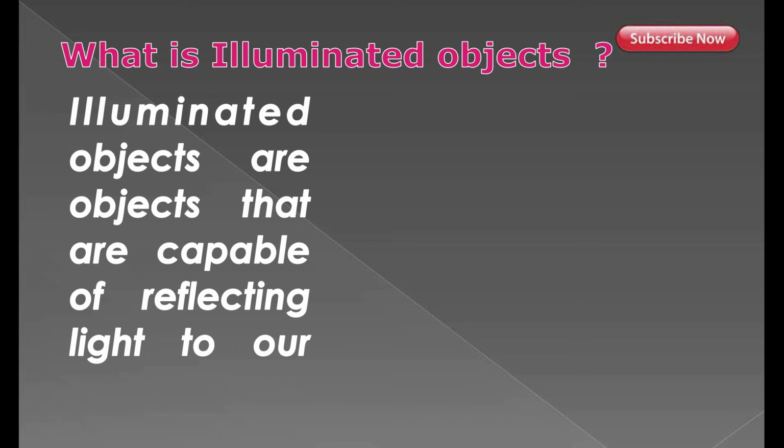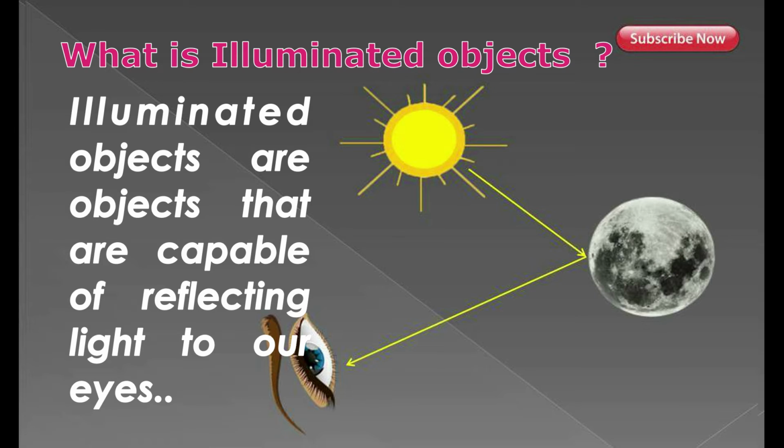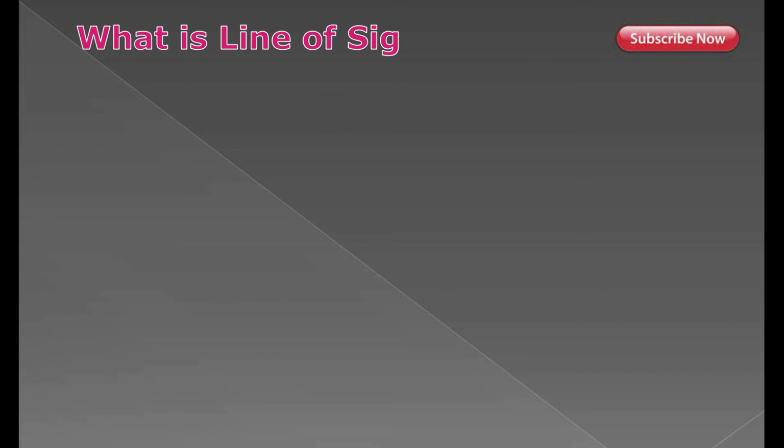Illuminated objects are objects that are capable of reflecting light to our eyes. For example, as you can see in the figure, the moon is reflecting light that is coming from the sun, which goes to our eye. So, here the moon is the illuminated object. Then let's discuss what is line of sight.